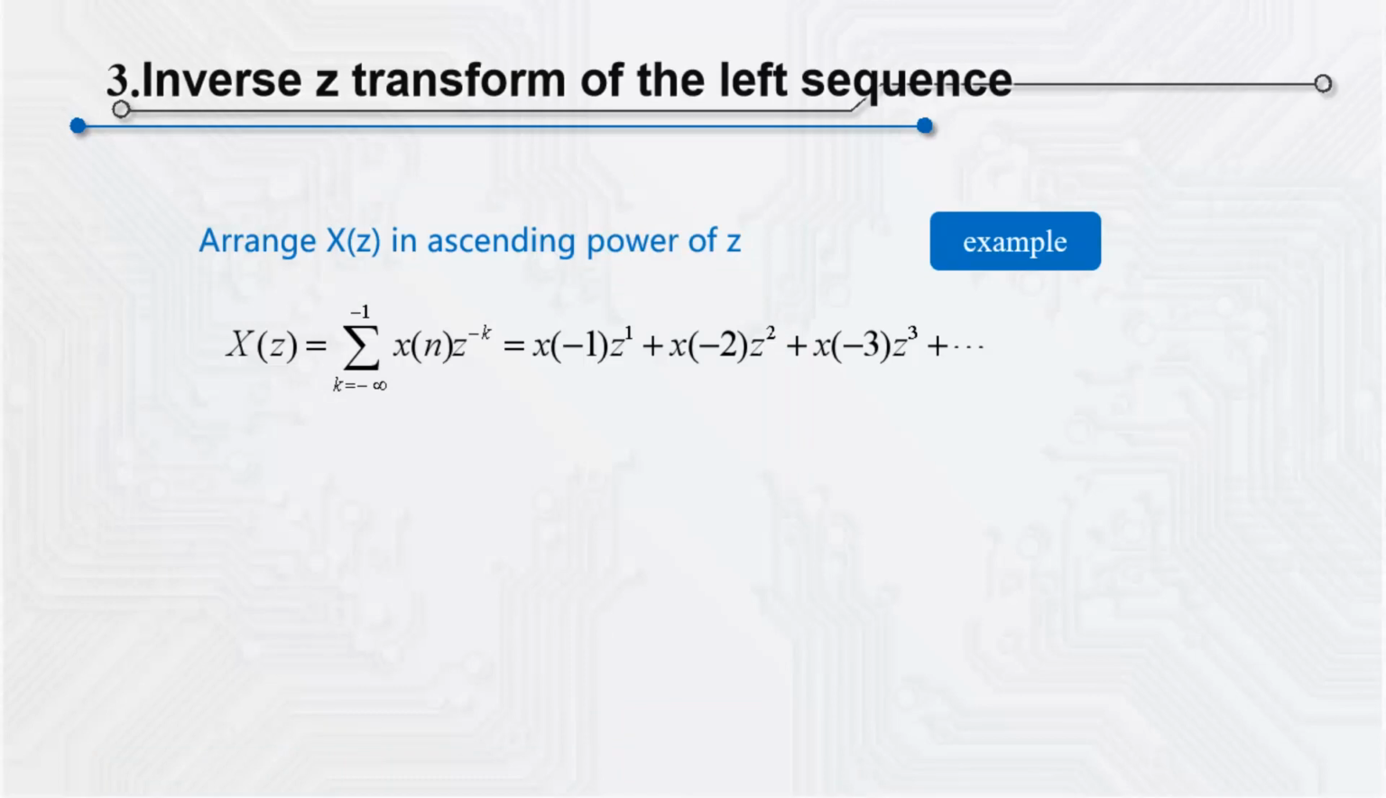When we find the inverse Z transform, there is also a form of the left sequence. X of Z is arranged in the form of ascending power of Z. Then the result of the arrangement is as shown in this expression. That is, k goes from negative infinity to -1, the corresponding expression that sums up. Then all its items start from x of -1.